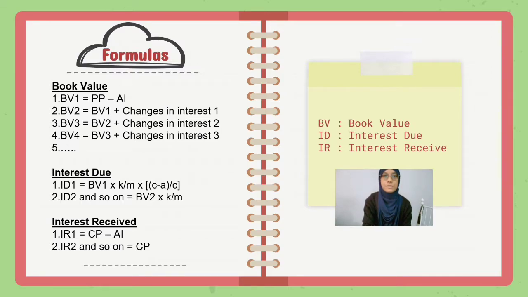We don't have to use the same formula as the first one. We just have to multiply the book value of the second one with K per M. So here I multiply it with 0.017, so I will get the answer like stated in the schedule. So I will continue with capital gain yield.